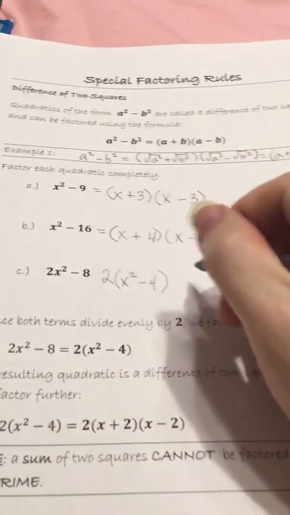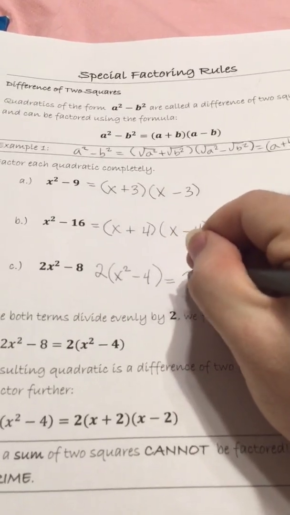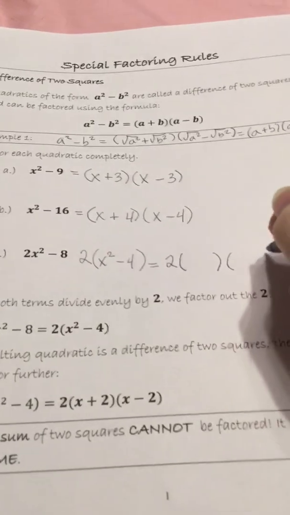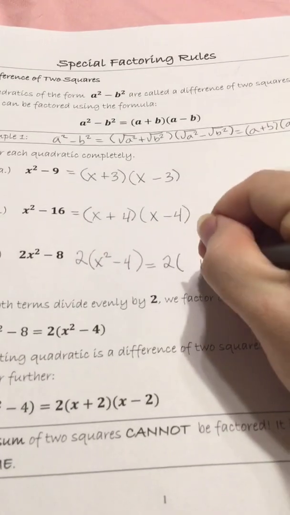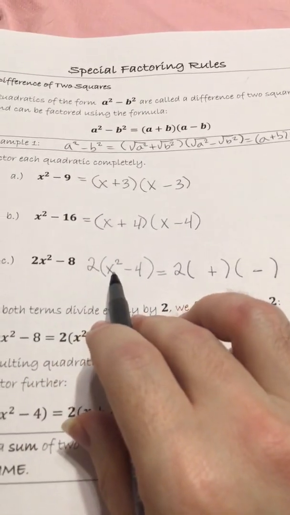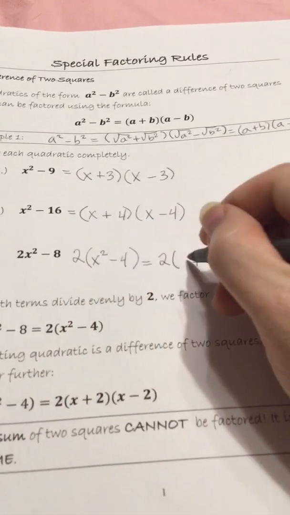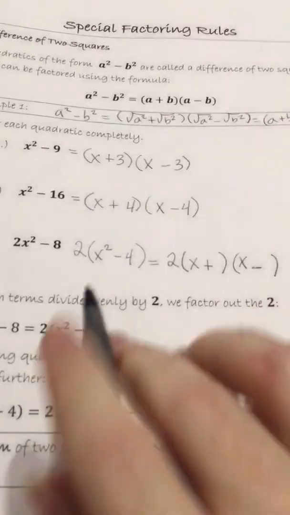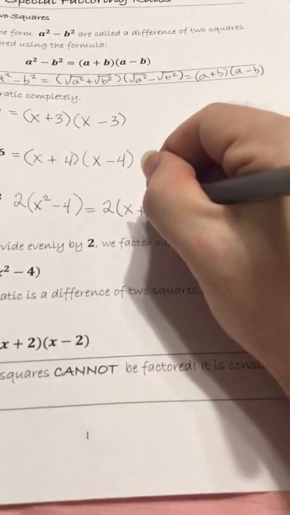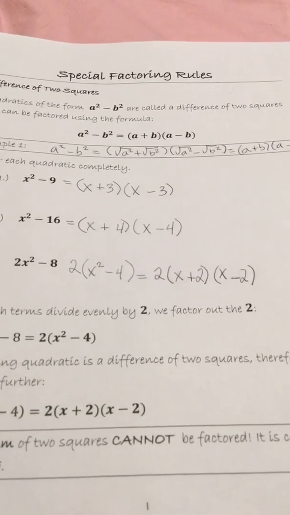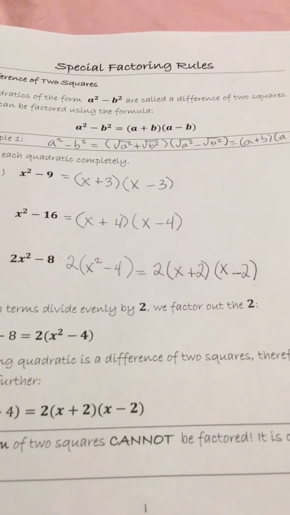So this is going to end up being, we still have to keep our 2 outside the parentheses. But now we're going to have 2 sets of parentheses. We're going to have 1 plus and 1 minus. We have to figure out what is the square root of x squared. It's going to be x. What's the square root of 4? It's going to be 2. Now we have to look at it. Is it fully factored? In this case, yes. Good.